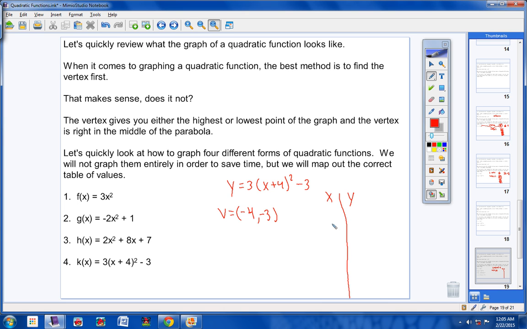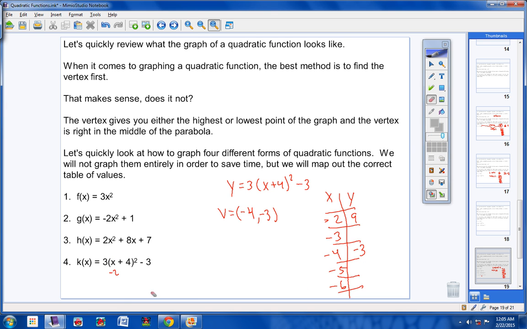So now I'm going to go ahead and quickly make a table of values. Right in the middle, I'm going to put negative 4, negative 3. Going up would be a negative 3, negative 2. Going down would be a negative 5 and a negative 6. Okay, put a negative 2 in right here. A negative 2 and 4 would be 2. 2 times 2 is 4, times 3 is 12, 12 minus 3 is 9.